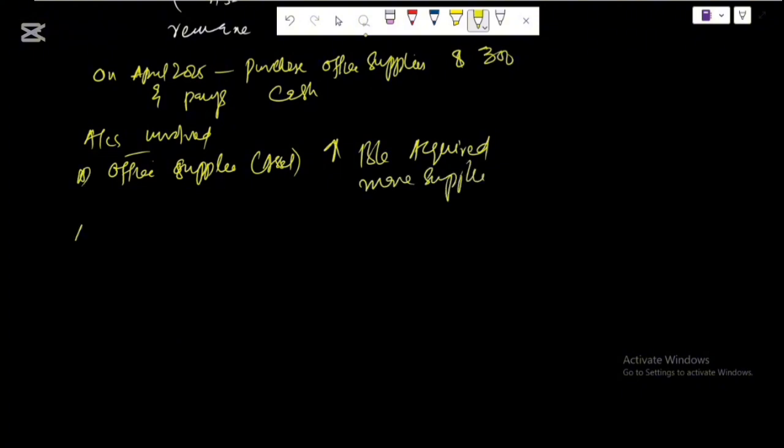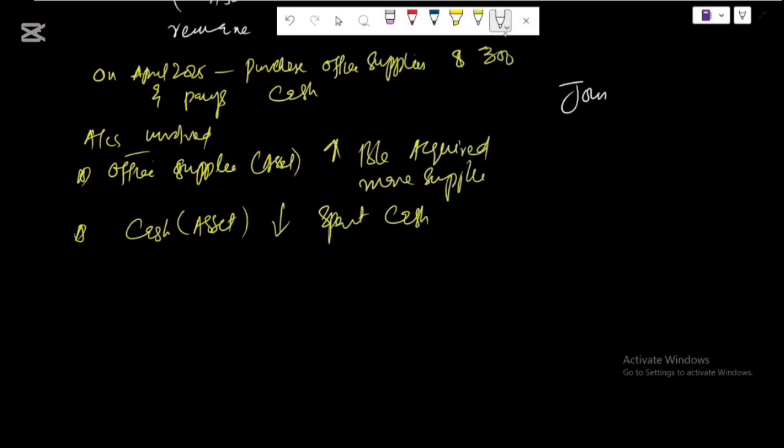The second account that is affected is your cash, and cash is also your asset, but you have paid the cash, so it means the cash will be reduced. You are spending the cash. Clear? So the two accounts involved are your office supplies and cash. Now you have to post a journal entry, and that will be like this. You have here journal entry, and this will be like here.